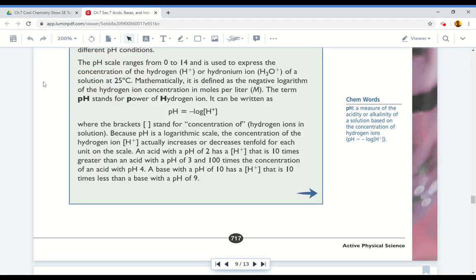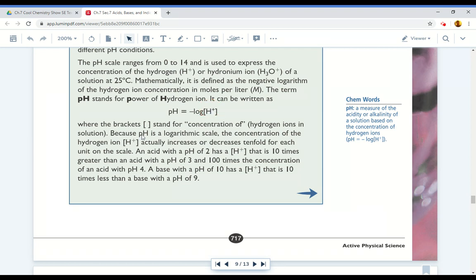The pH scale ranges from 0 to 14 and is used to express the concentration of the hydrogen or hydronium ion of a solution at 25 degrees Celsius. Mathematically, it is defined as the negative logarithm of the hydrogen ion concentration in moles per liter. The term pH stands for power of hydrogen ion. It can be written as shown; the brackets stand for concentration of hydrogen ions in solution.